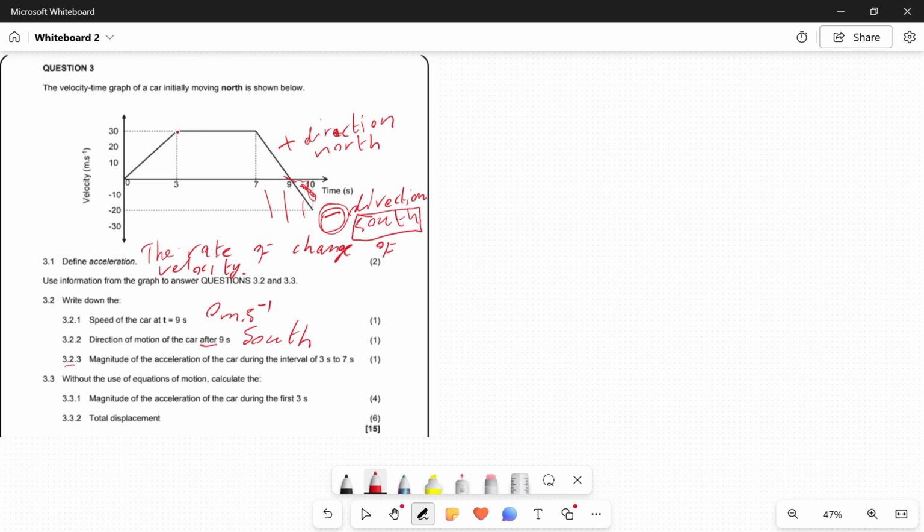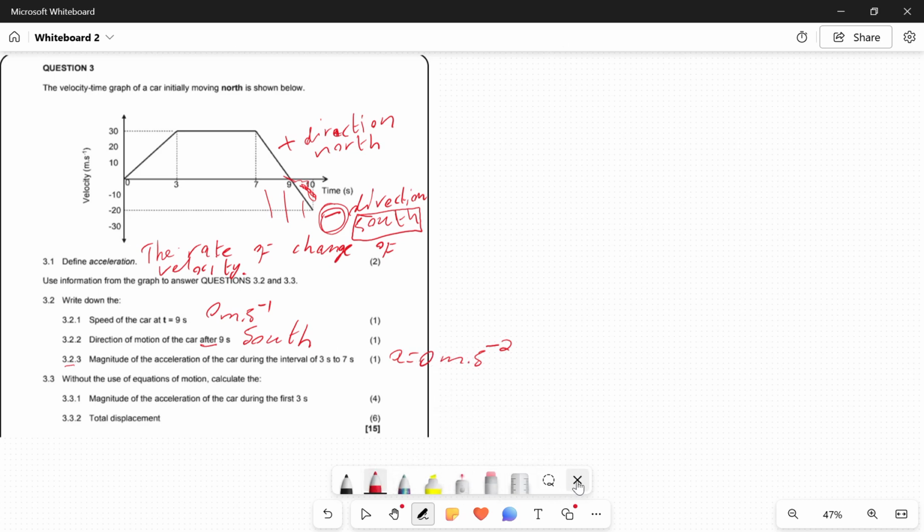So between this time and this time here, between 3 seconds and 7 seconds, look at our line, guys. How is it looking? It's looking flat. And if it's flat, it means we have constant velocity. And if we have constant velocity, what does that mean? It means we have zero acceleration. So our acceleration here is going to be 0 meters per second squared because we have constant velocity. Okay, so the fact that we have constant velocity means zero acceleration. Okay, hope that makes sense.